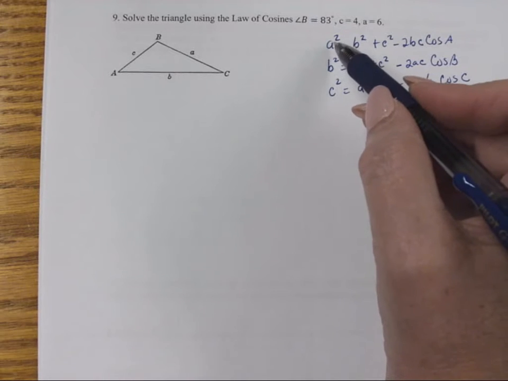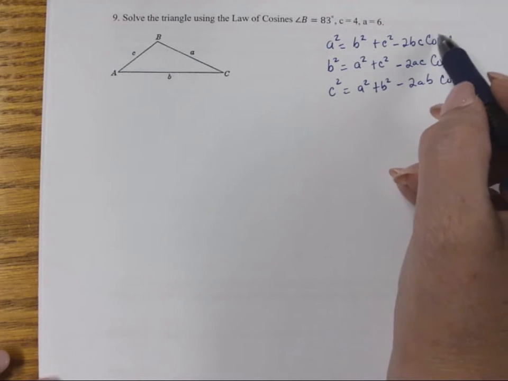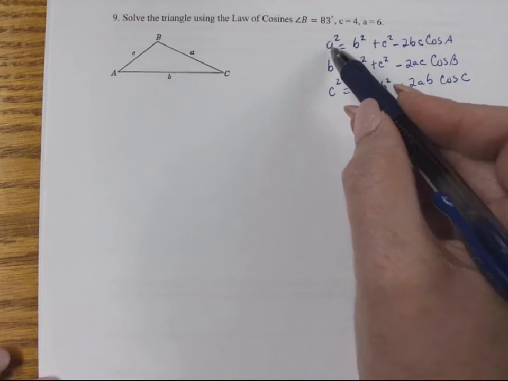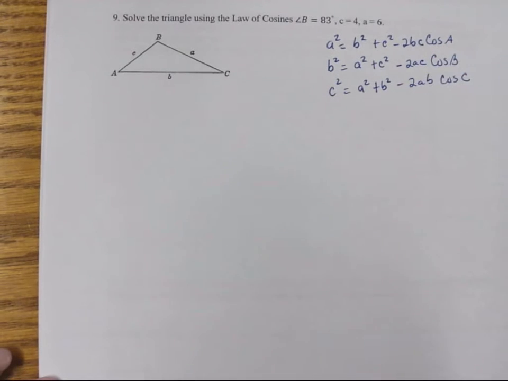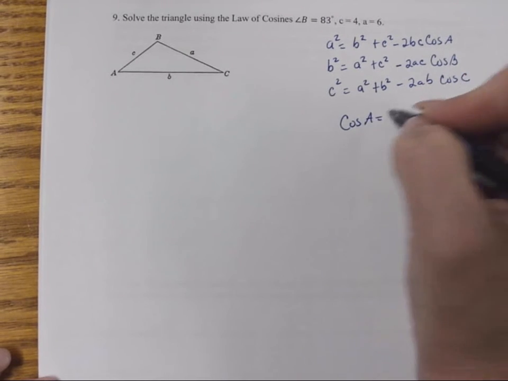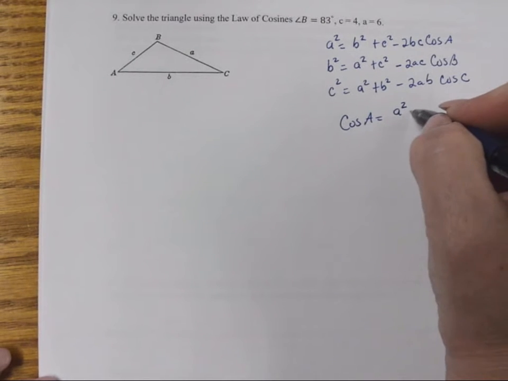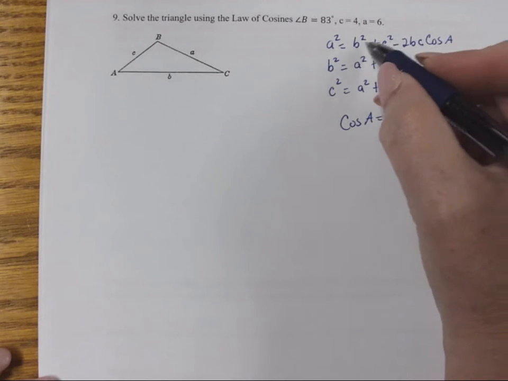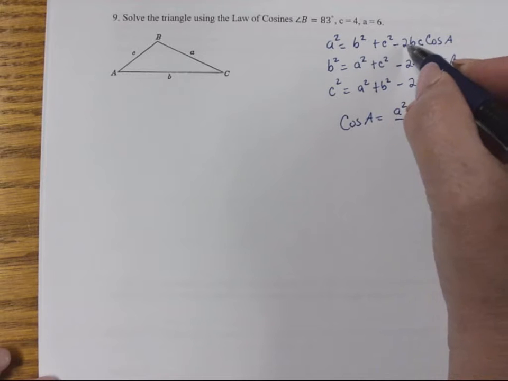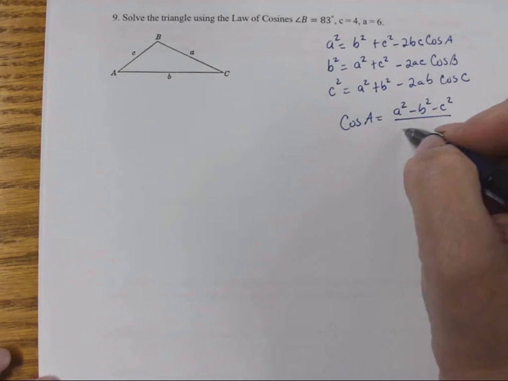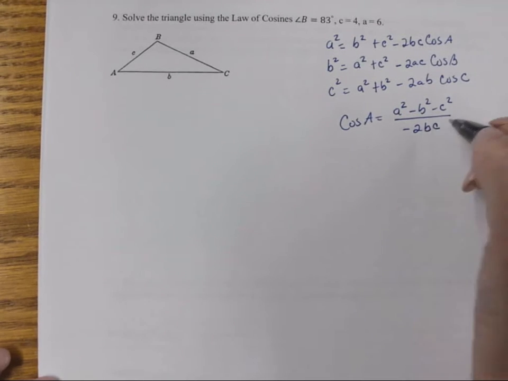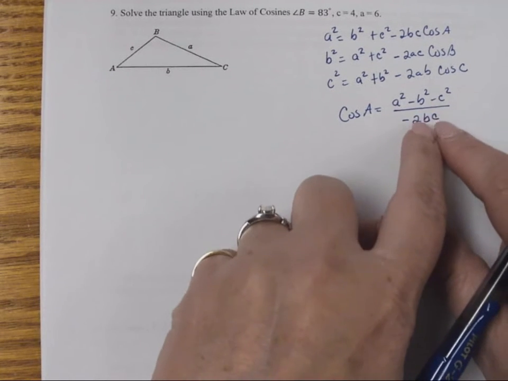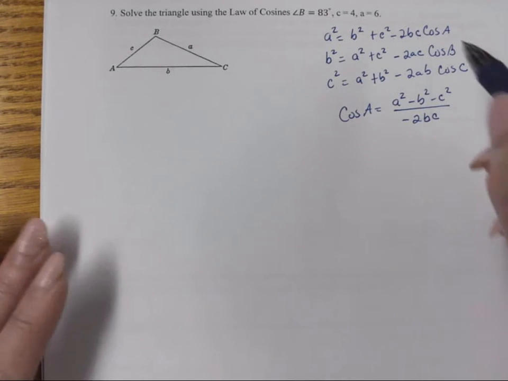So we're going to start up here with our a squared. If I want to solve for cosine A, I first would subtract b squared and c squared over. So my cosine of A would be equal to a squared minus b squared minus c squared, and then once I move those, I would divide by the negative 2bc. Notice here my a's are together and my b and c are over on this side. So that's just manipulating the formula.